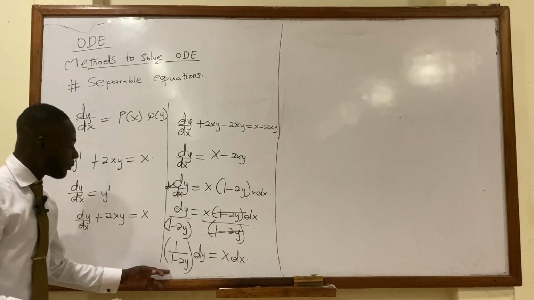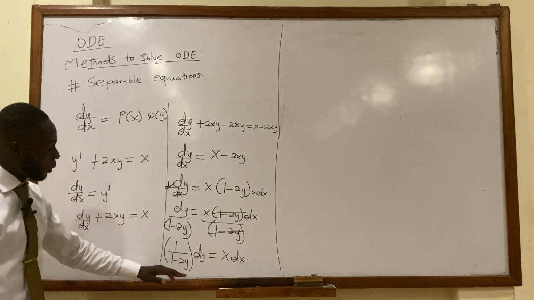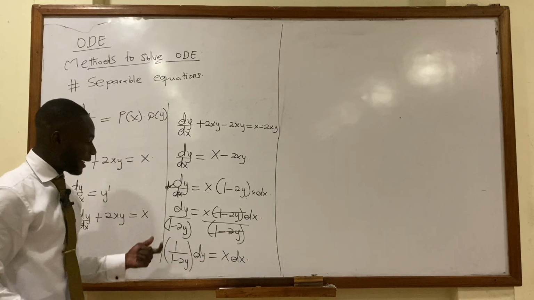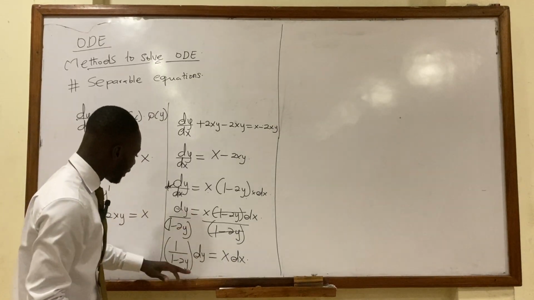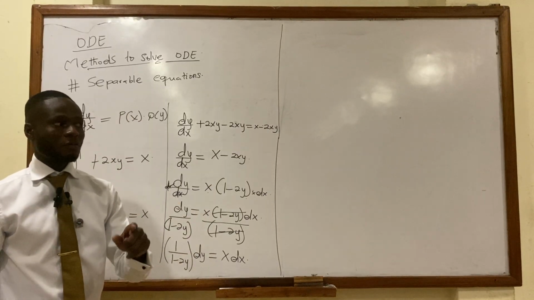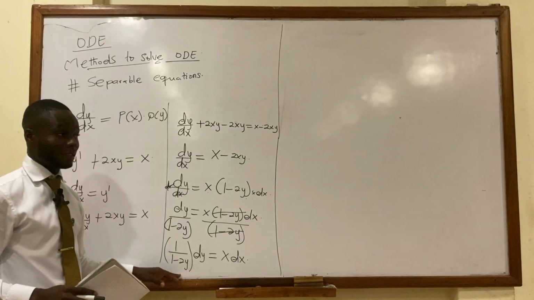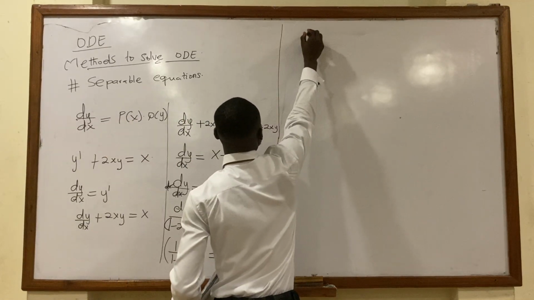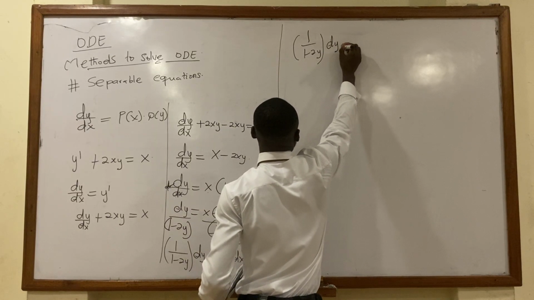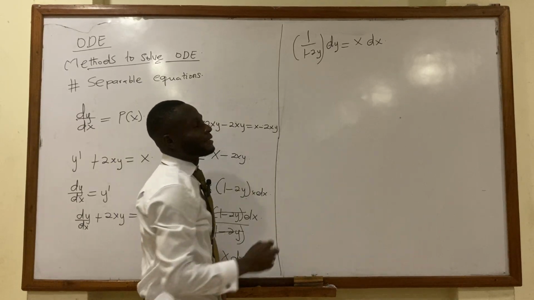Right. Now we have been able to separate the terms, the y on the left hand side, and the x on the right hand side, right? Now we can apply what we call integration. Then we can integrate this and have our implicit form, and then later we convert it to explicit form, which is making y the subject. The whole idea is to make y the subject, right? Good. So 1 over (1 minus 2y) dy is equal to x dx. Now we want to integrate this, right?